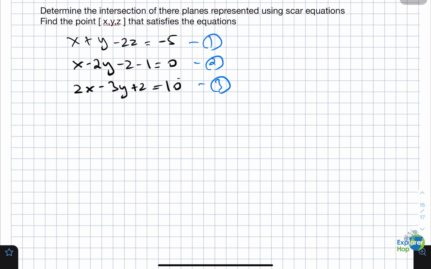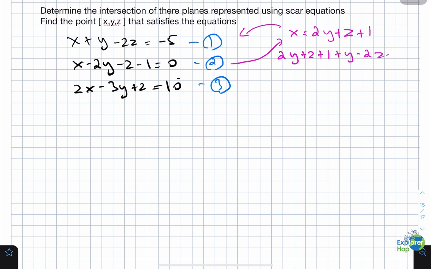We need to find the point of intersection. So let's take equation 2 and make x the subject. x equals 2y plus z plus 1. Now that we have that, we can simply plug this into equation 1. You will get 2y plus z plus 1 plus y minus 2z equals minus 5, which is 3y minus z equals minus 6.